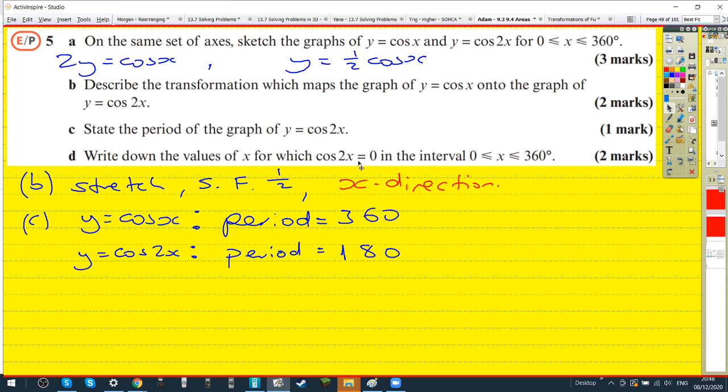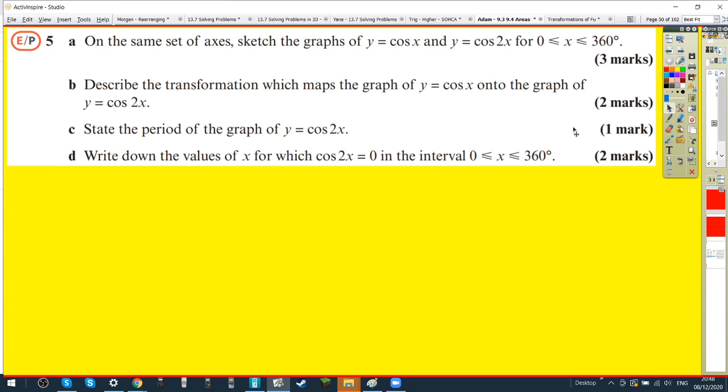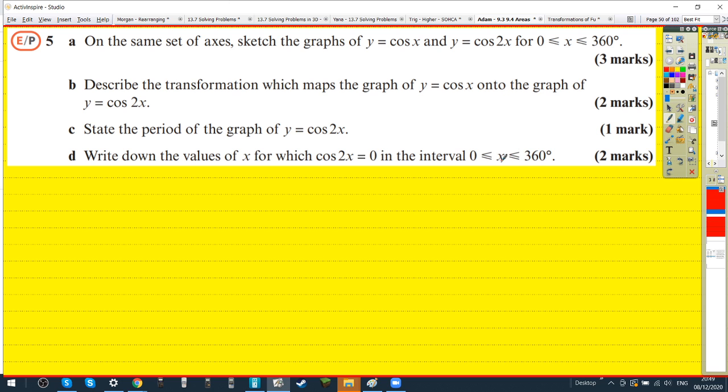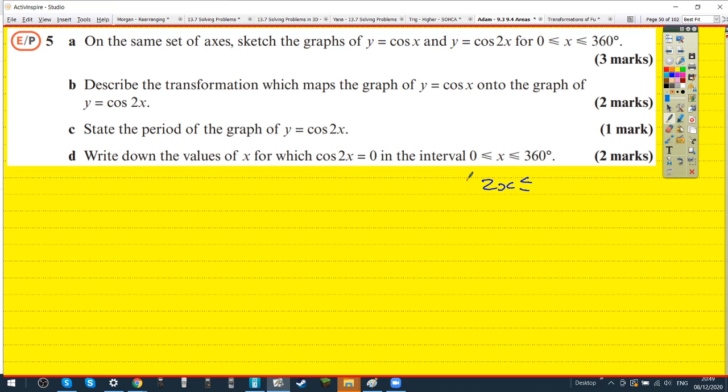Okay, this one up here, question D. X is between 0 and 360. What is 2x between? Would 2x be in between 0 and 720? Yep. Okay, make your life easy. Let 2x be equal to a, and so it becomes cos a equals 0. Solve.